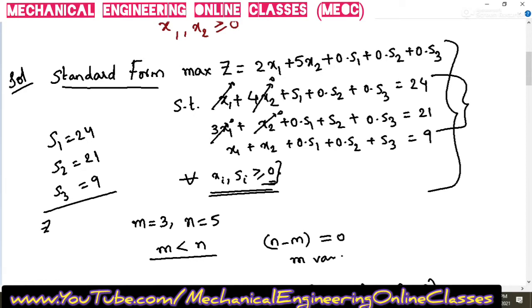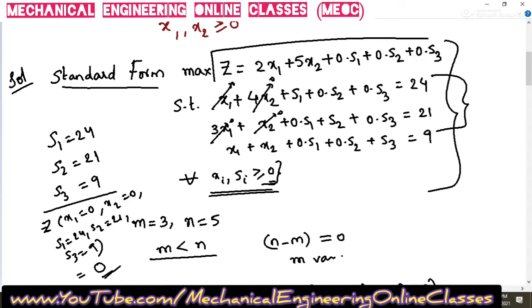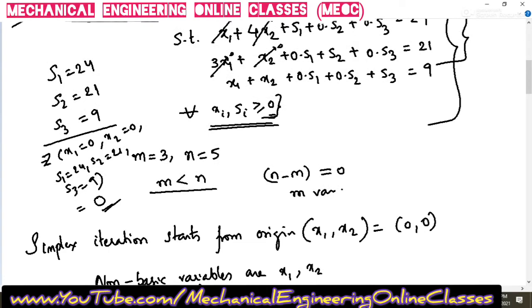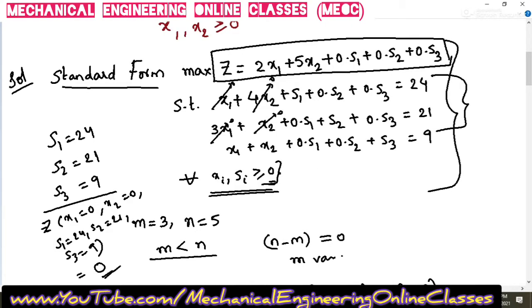And the corresponding z value for a combination of x1 equal to 0, x2 equal to 0 and s1 as 24, s2 as 21 and s3 as 9, corresponding z value will be 0. Substituting this x1, x2, s1, s2, s3 in this z, the value of z will be 0. So that is a basic feasible solution. It is a basic solution and also feasible solution. So this is our first iteration, first cycle. So this solution can be called as initial basic feasible solution.